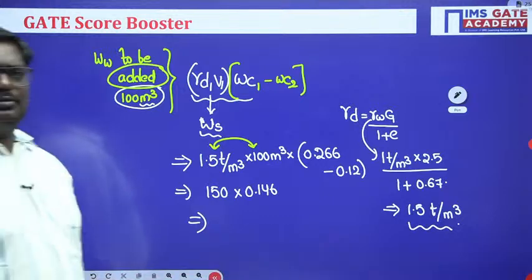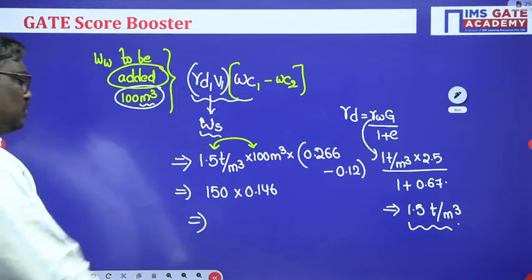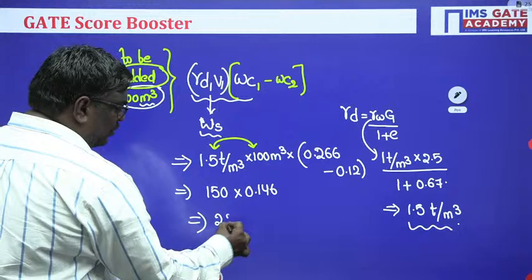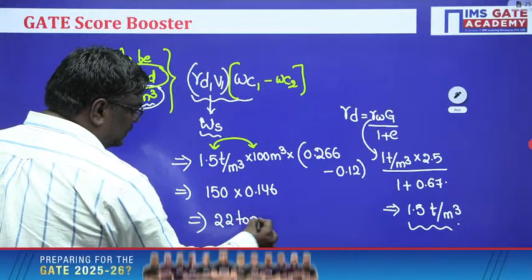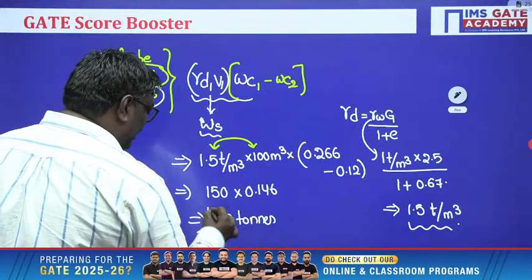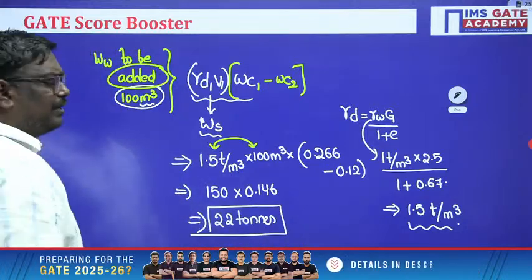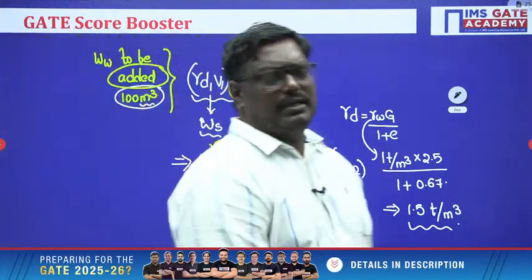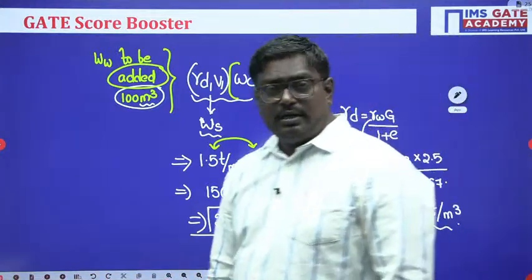Yes or no, sir? So if you solve this, you will get roughly around 22 tons. If you do, you will get 21.9, I think. But roughly you can write it as 22 tons. Agree, my dear students? Yes or no?